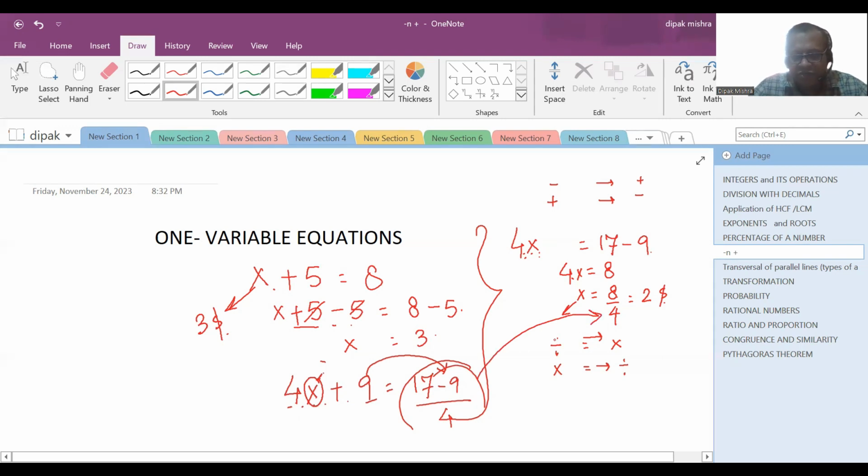Now remember, two kinds of problems might be asked. It's either a straightforward question, like x plus 5 is equal to 8, or the question will be given in the form of a situation, where you have got 4 times of that money and you add 9 to it and you get 17, and then you will be asked what is the value of money that you have got in your pocket. Solve this the way I solved it here, and you will easily sail through all the problems of one variable equations.